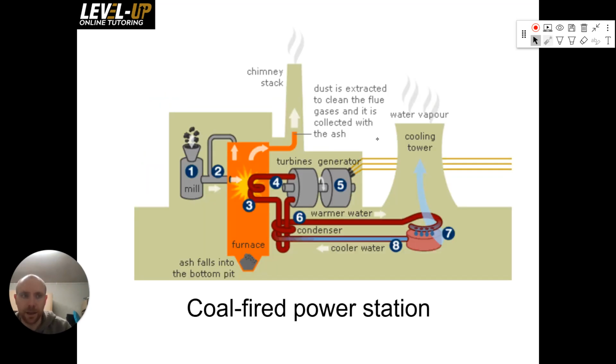So here's a sort of gist of it. You're going to burn this coal here, produce heat, heating the water, and that's going to cause these turbines and generators to turn, and the generator then produces electricity.